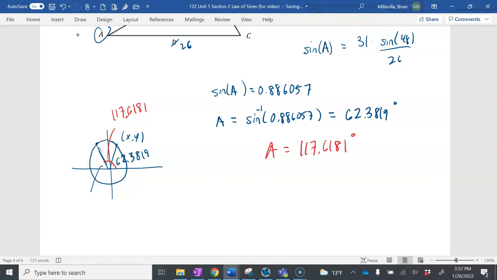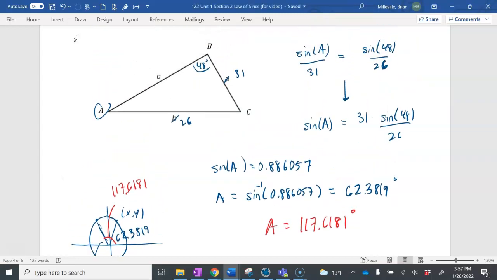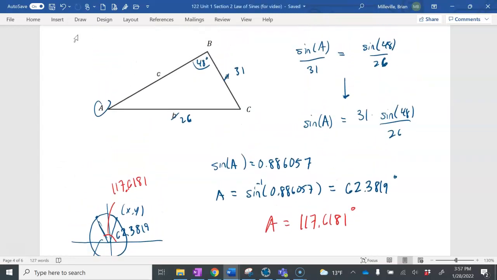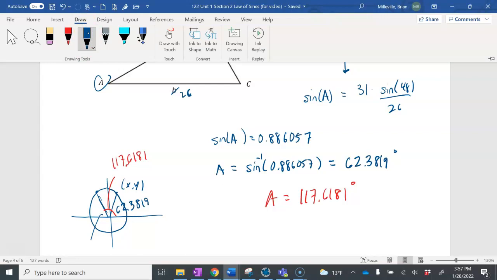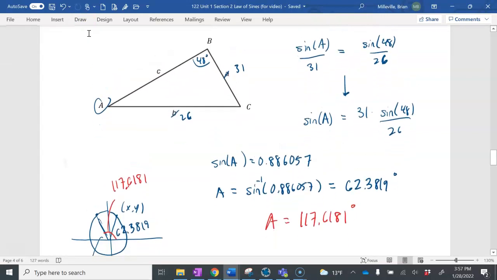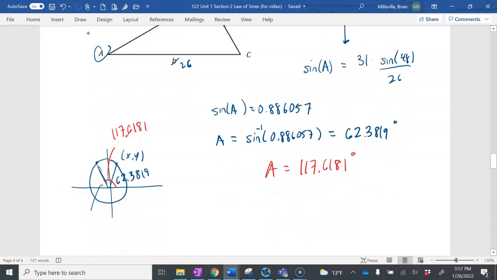All right, so there's two triangles that are possible. One of them has an acute angle for angle A, the other one has an obtuse angle for angle A. And there are questions in the homework, or at least one of them, that deals with this. So let's finish it off. I'll do it in blue for the acute angle, and then we will do it in red for the obtuse angle. All right, so we found one of the possibilities.